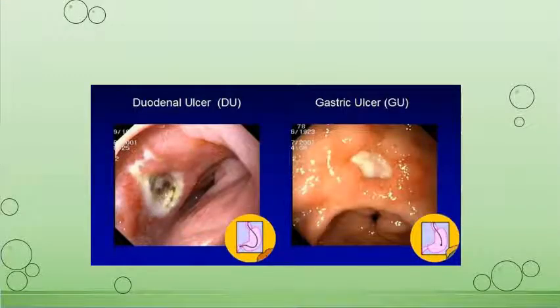This is a duodenal ulcer on the left. I wouldn't have been able to tell you that, but looking at the schematic here, they've taken a probe down into the duodenum, and that's what they see. That's the probe that they're taking a picture of. You can see the ulcer there. Over on the right is a gastric ulcer. They've taken their little photo probe down, and they're looking in the gastric area, and they see an ulcer in the stomach.